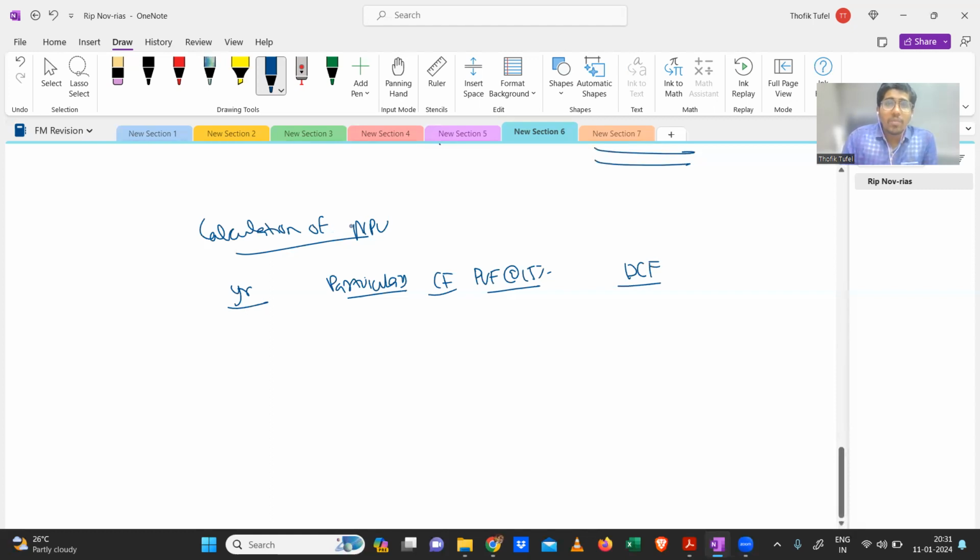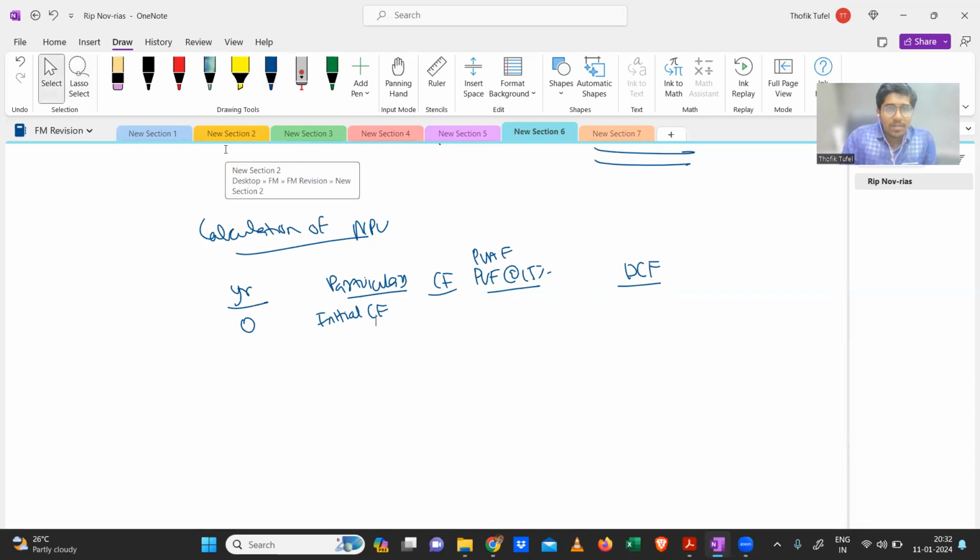Present value factor or present value annuity factor, because it is annuity cash flows. I'm writing annuity cash flows here. Instead of writing 0, 1, 2, 3, 4, 5, I'm writing 1 to 5. So at 0th, I'm having the initial cash flow. Working note number 1. What is my initial cash flow? I will just select this.